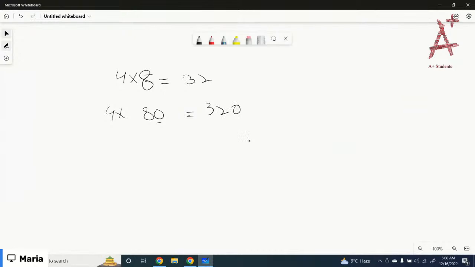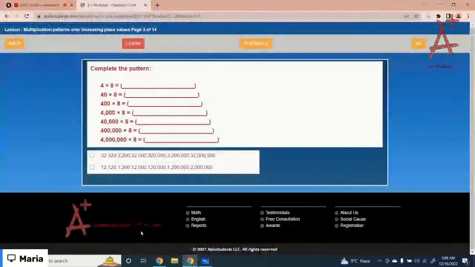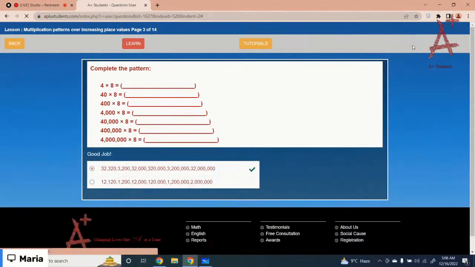Got it? So then you have 4 times 800. Then 4 times 8 is 32. Multiply the non-zero numbers and write the zeros as they are. Got it? So as zeros are increasing here, the number of zeros are increasing in the product. So it would be 32, 320, 3,200, 32,000, 320,000, and so on. Got it? So select the correct option, then click on the OK button.